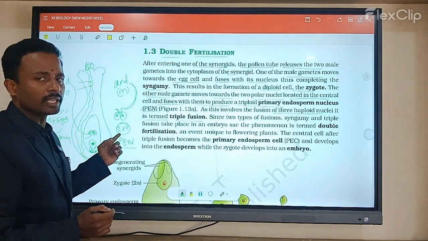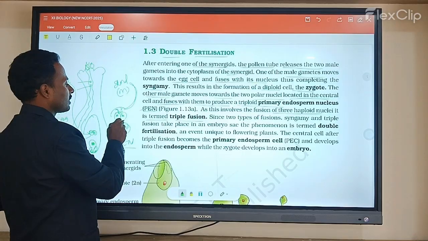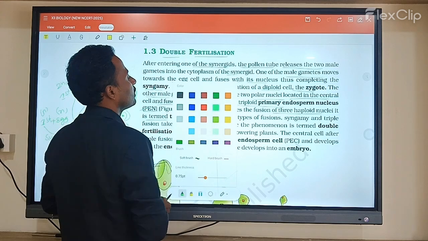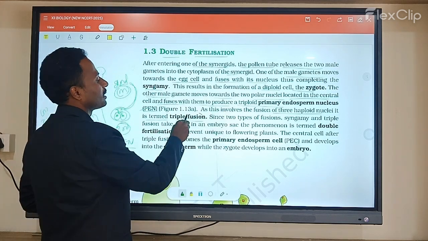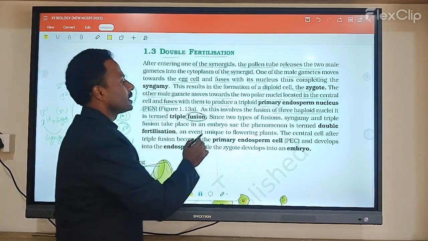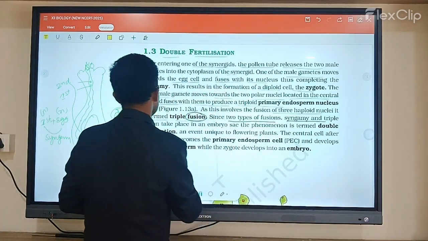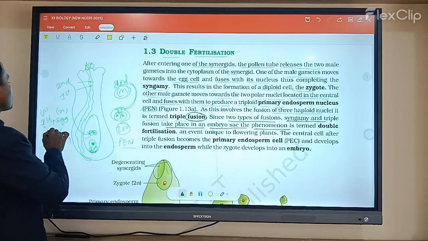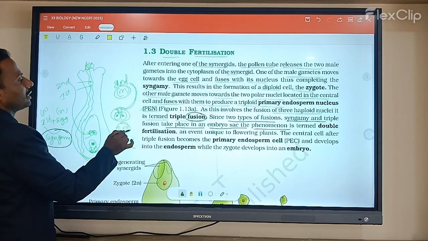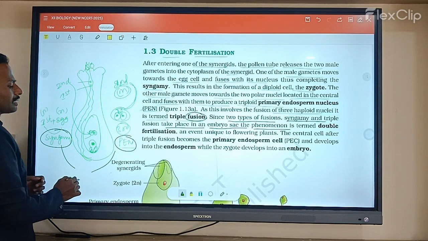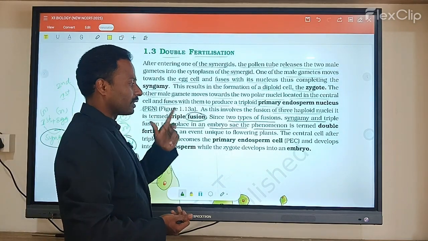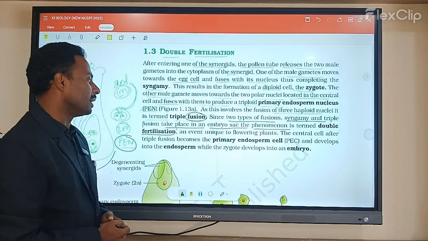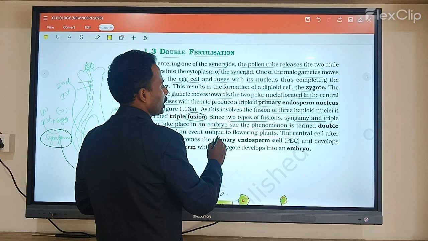So how many nuclei are fusing here? Three: the two polar nuclei of the central cell, and one male gamete. Hence it is called triple fusion. Since the two types of fusion, syngamy and triple fusion, take place in the embryo sac, the phenomenon is called double fertilization. The syngamy is going on, as well as the triple fusion, so fertilization takes place twice. Hence it is called double fertilization, an event unique to flowering plants.